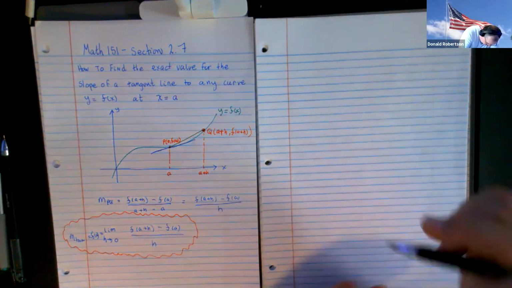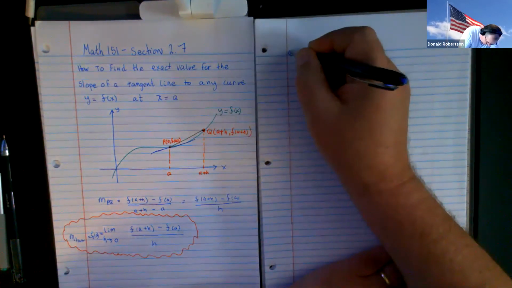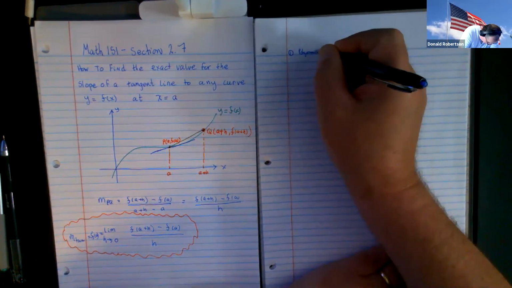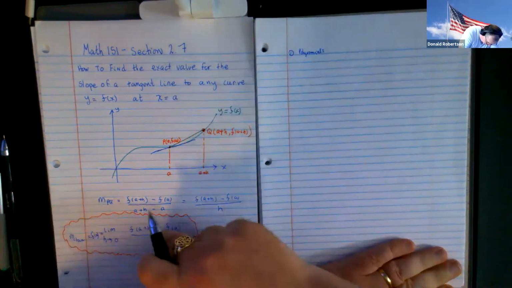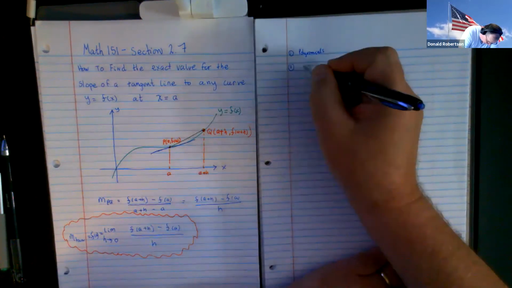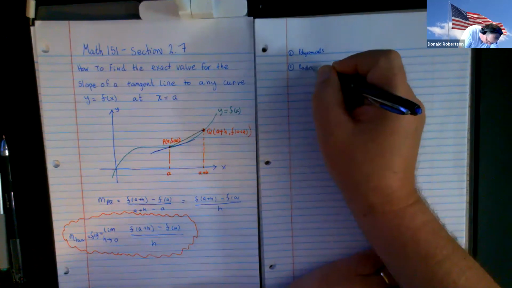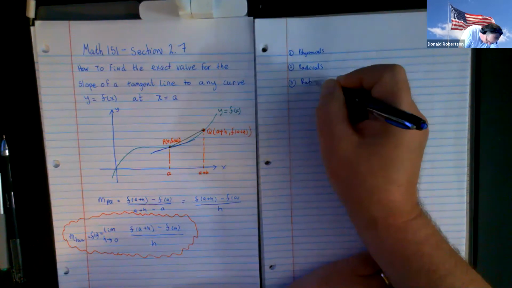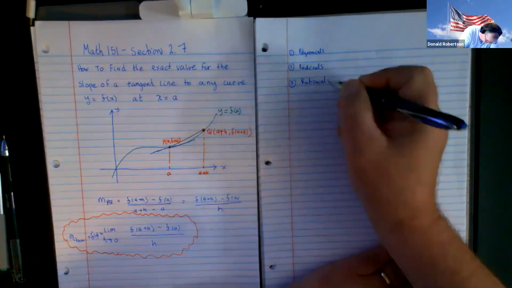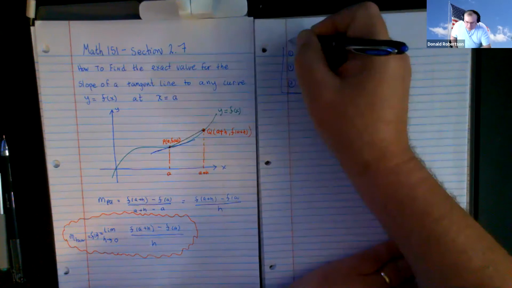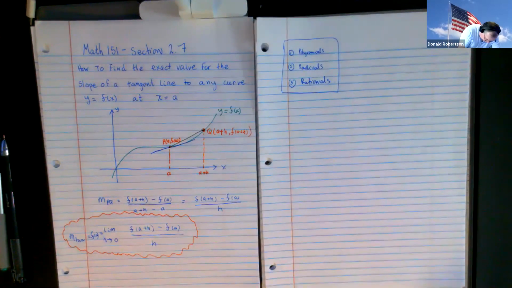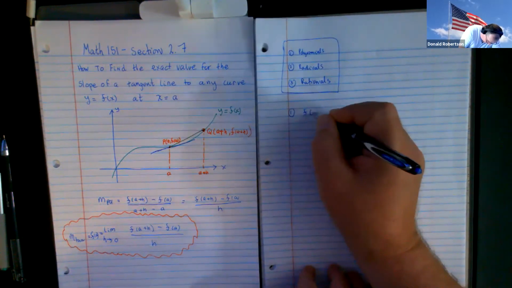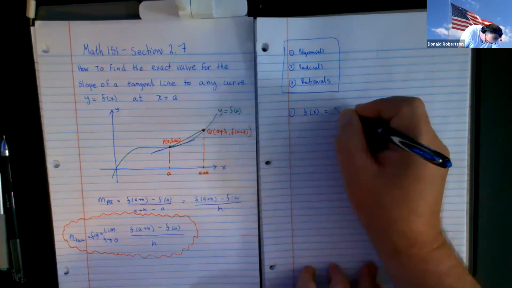So the 3 guys that we're going to be doing today are going to be polynomials. So we're going to use this to find polynomials. We're going to do it for radicals. And we're going to do it for rationals. And well, let's get straight into the first one. I'm going to pick quadratics because there's less algebra, but they're still big.